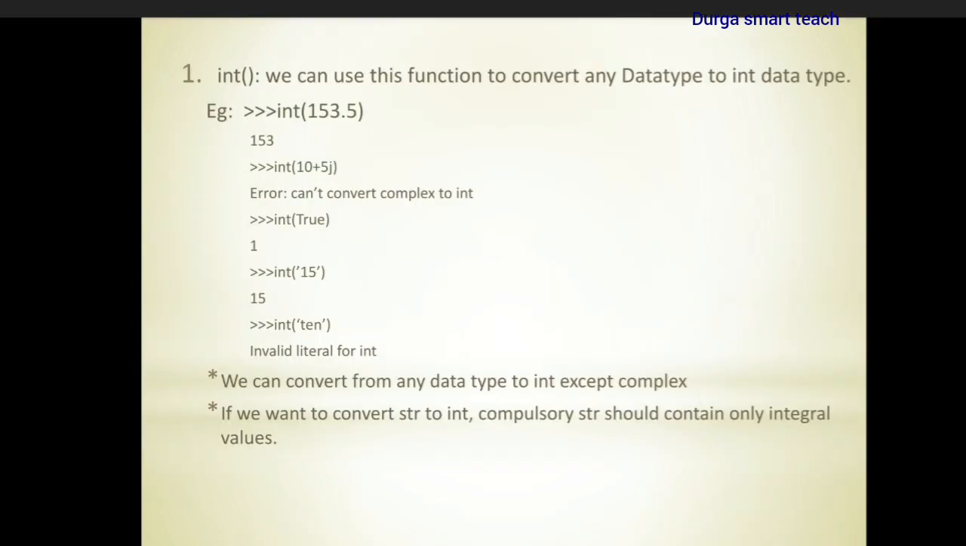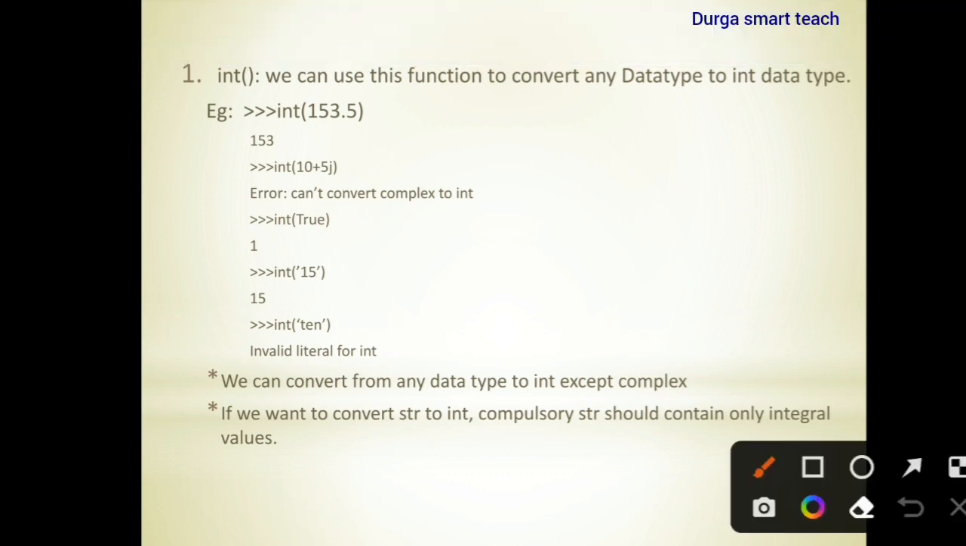The first one is int. We can use the int function to convert any data type to int data type, meaning from float to int, from complex to int, from string to int and from bool to int. By using the int function we can convert any data type to int data type. So see the examples.